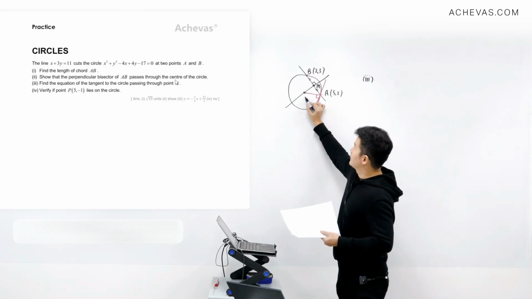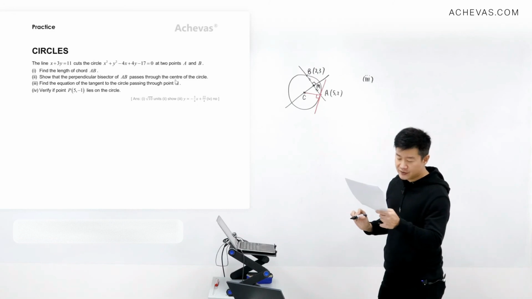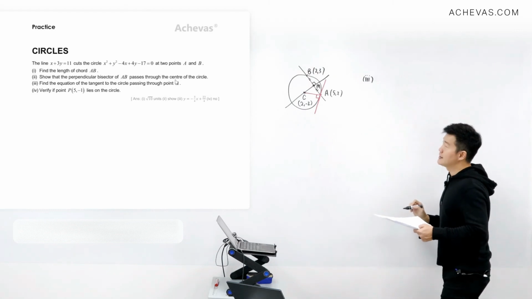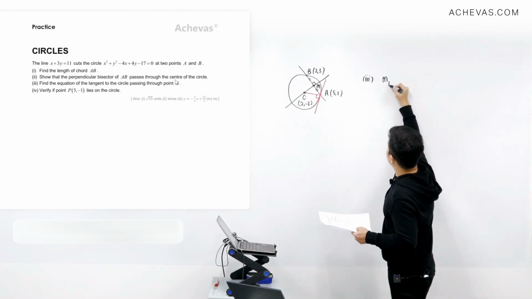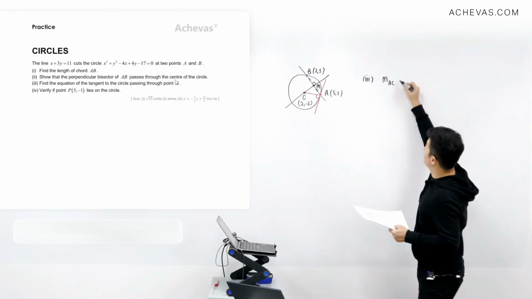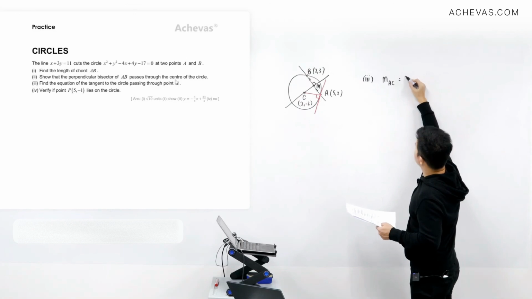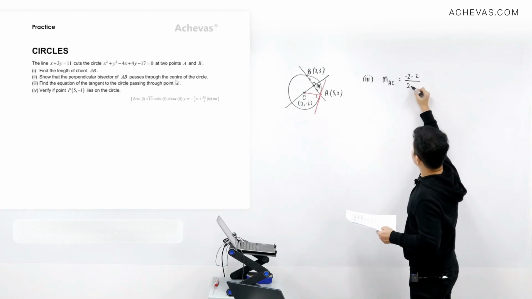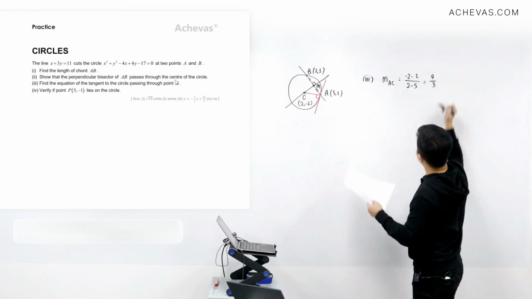So let's say the center of the circle is C, and we found the coordinates of C just now: 2 and minus 2. So what I'm going to do is try to find the gradient. Let me use m to represent gradient, the gradient of this line AC, the gradient of the radius. So the gradient is y minus y divided by x minus x. So it's going to be equal to minus 2 minus 2 divided by 2 minus 5. And this will give me a gradient of 4 over 3.